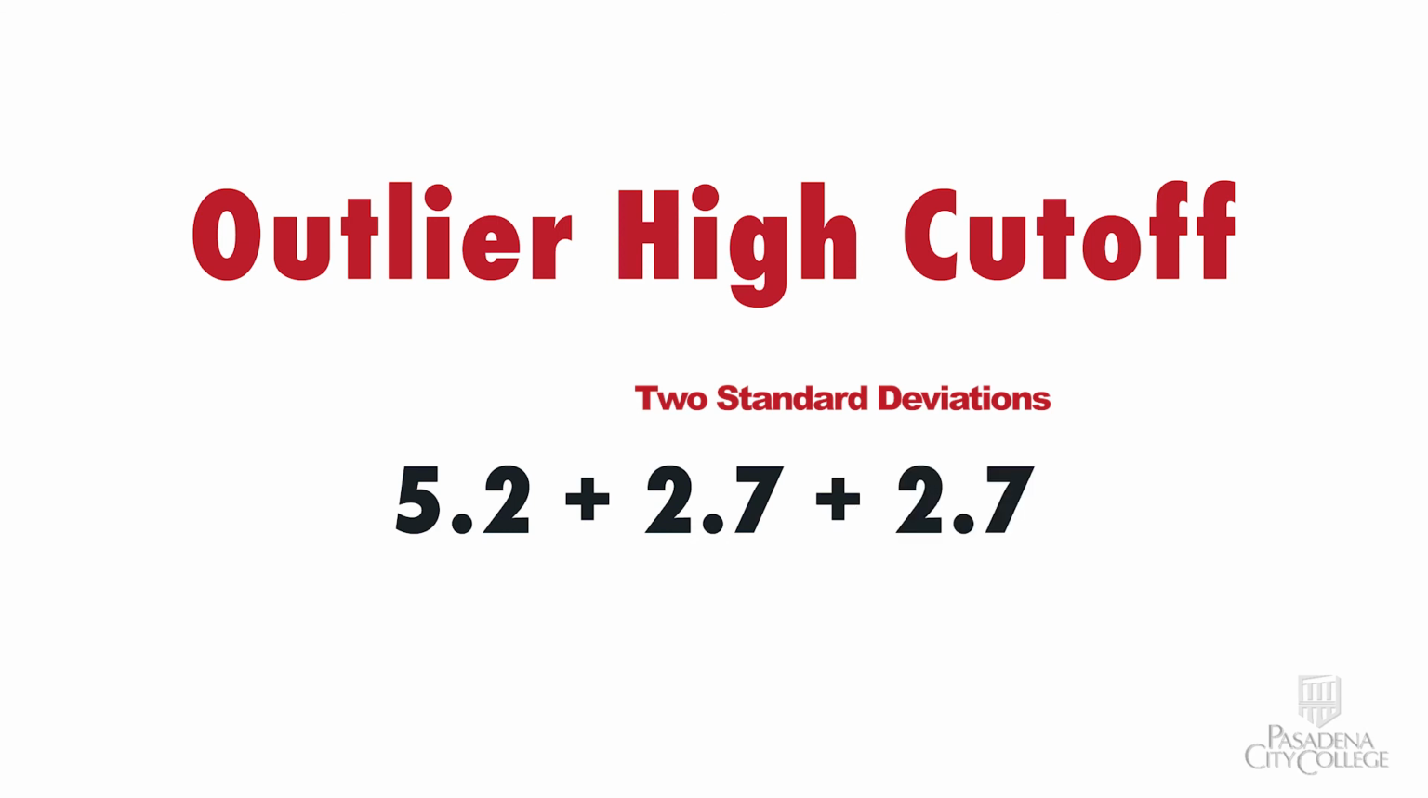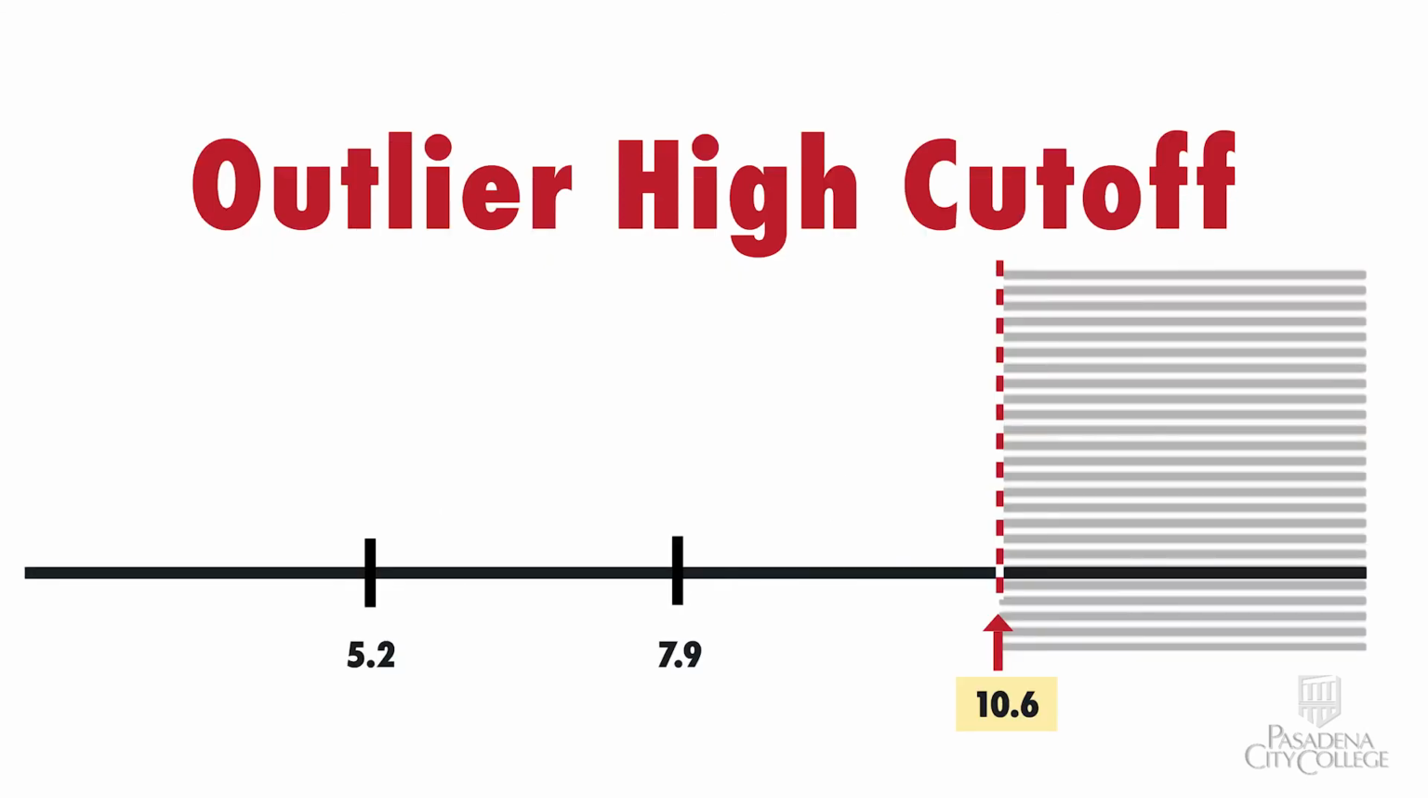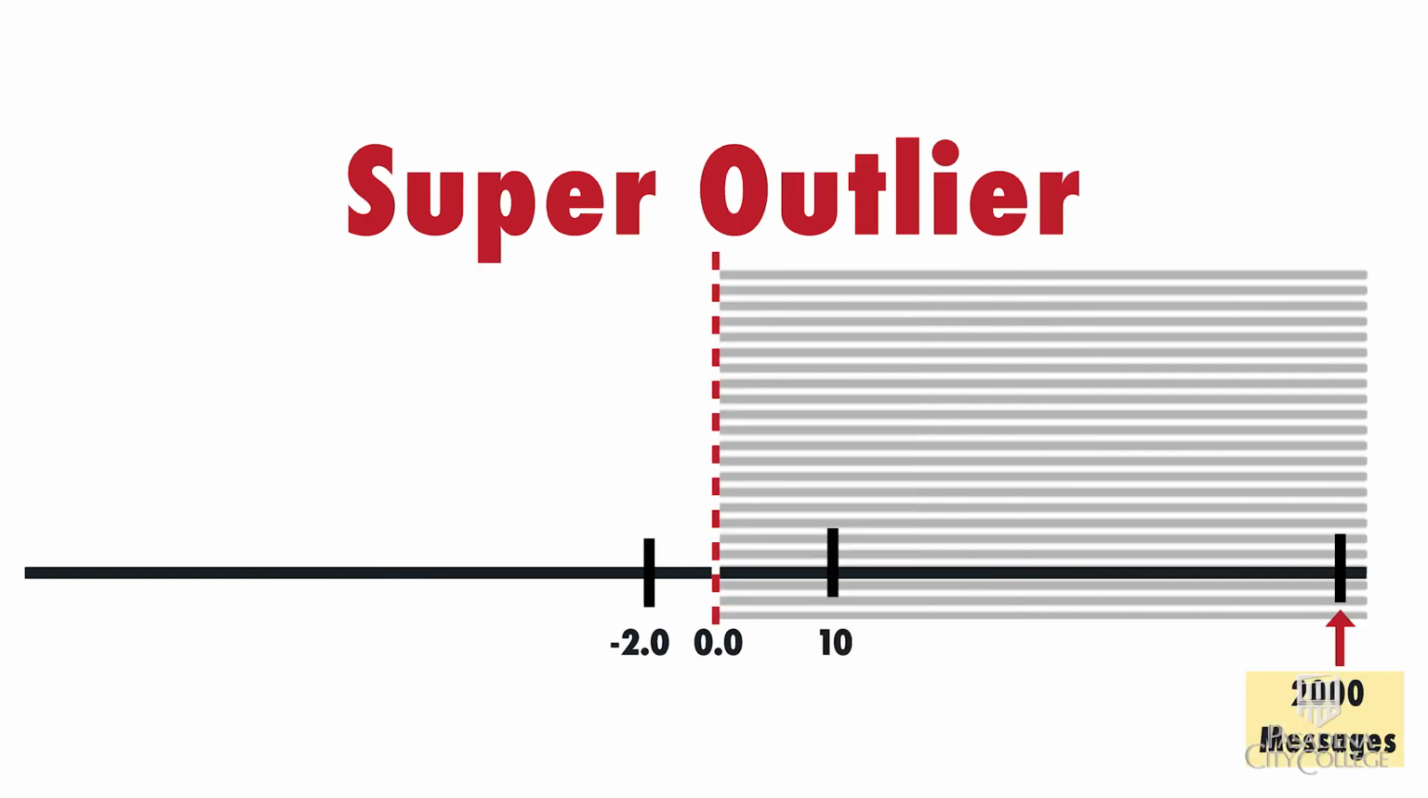What about the outlier high cutoff? Well, for that, we need 2 standard deviations above the mean. So 5.2 plus 2.7 plus 2.7, that gives you 10.6 messages. Wow, you're like a super outlier.